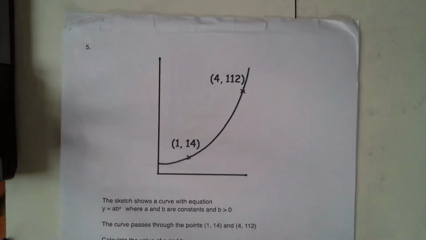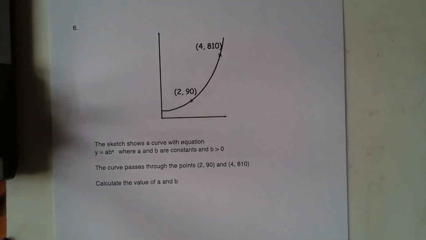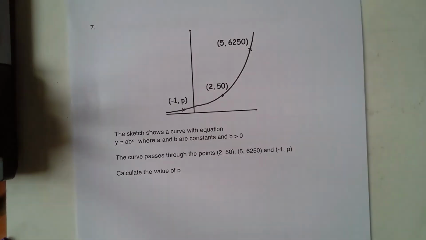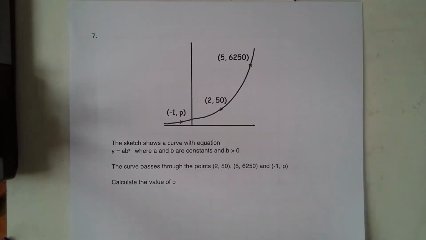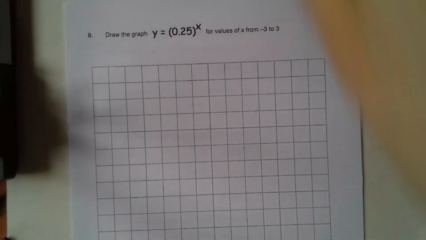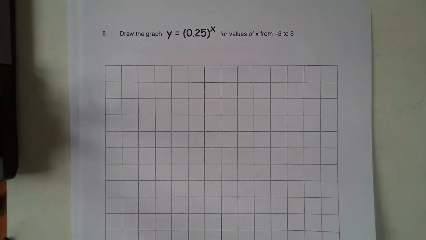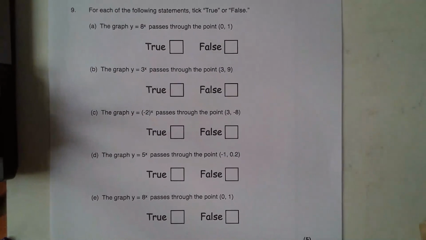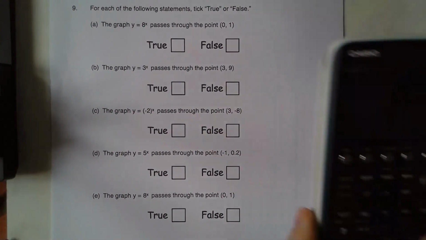Exactly the same for question number 5 and 6. The same approach for 7. And then 8 is asking you to draw that one. You have to do your own axes this time. It's very similar to question number 2. And then here, for each of the following statements, tick true or false. So that's one of the things we can do here.